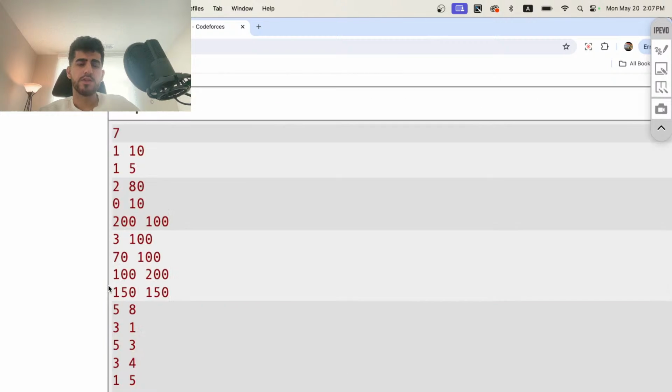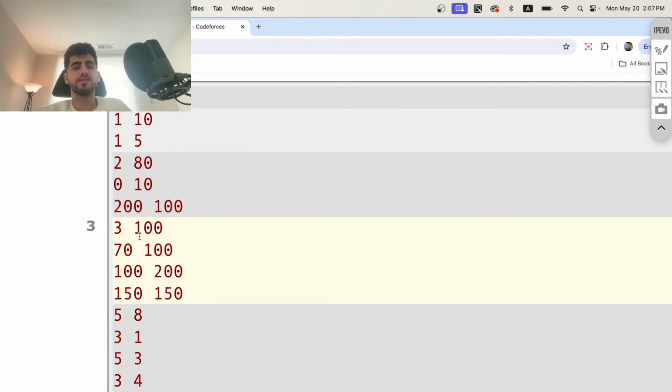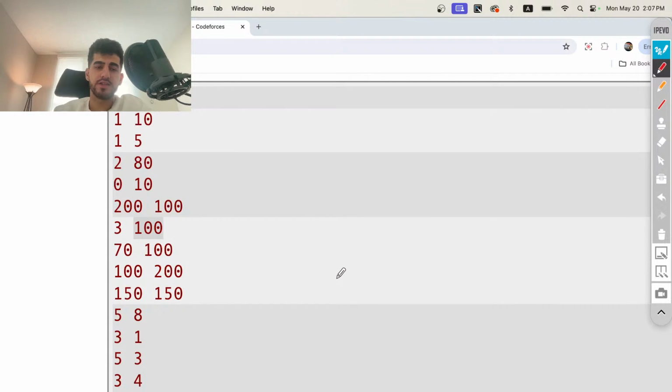Okay. This one is also not a good example. I mean, the examples are not very good. So let's consider the third one. In the first month, we have 70 and 100. We cannot buy it, definitely. We have no money. In the next one, we have 100 money.